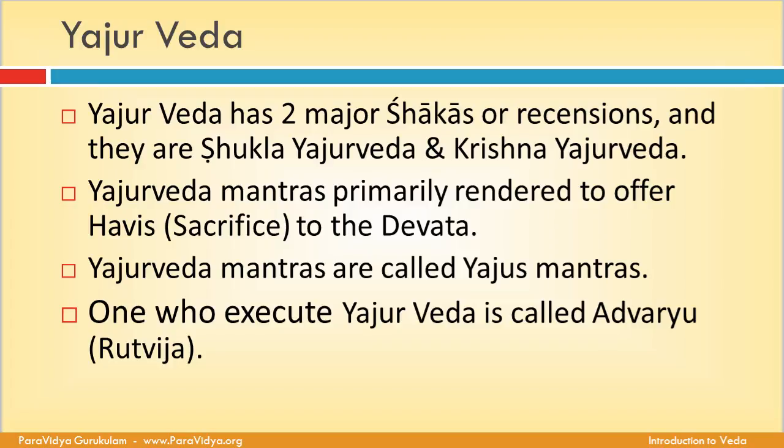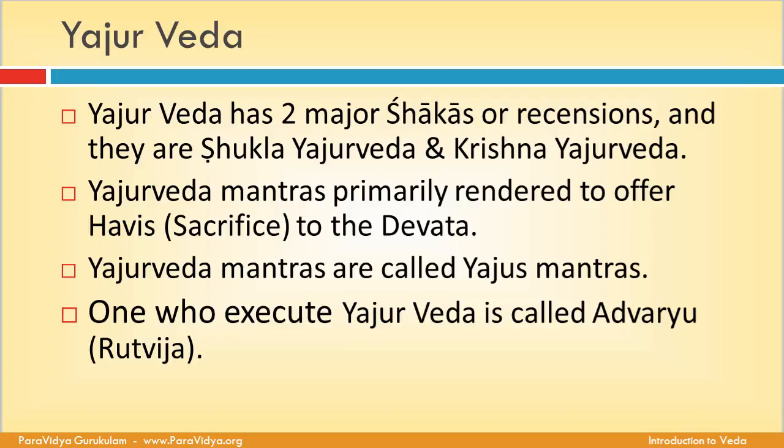Yajur Veda. Yajur Veda has 2 major shakas or recensions. And they are Śhukla Yajur Veda and Krishna Yajur Veda. Yajur Veda mantras are primarily rendered to offer havis to the Devata. Yajur Veda mantras are called Yajus mantras.